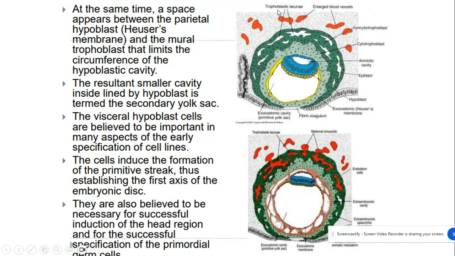Okay, so as you can see, we have trophoblastic lacunae, we have enlarged blood vessels. Here we have syncytiotrophoblast. We have cytotrophoblast. You can see multiple cells that are around. Here we have the amniotic cavity. Here we have the epiblast, right? Columnar. They grew in size, right? And this here is the exocoelomic membrane. It's covering it. This is the exocoelomic cavity. This is the primitive yolk sac, yeah? Here you can see the fibrin coagulum, okay? So you can see that.